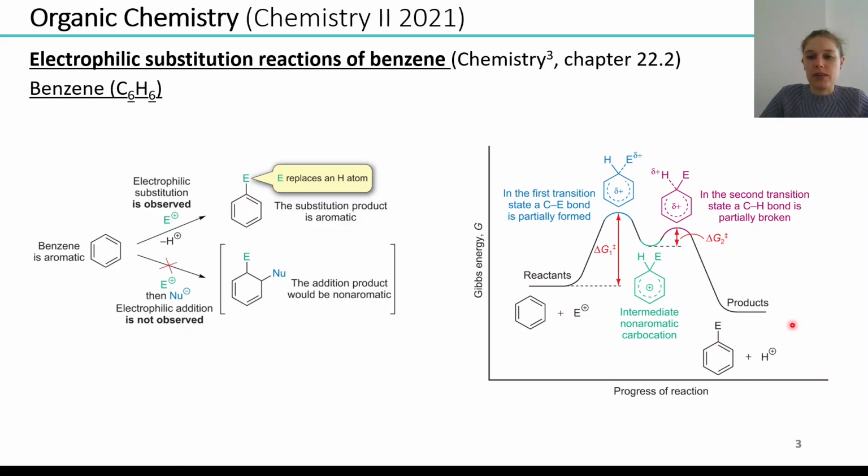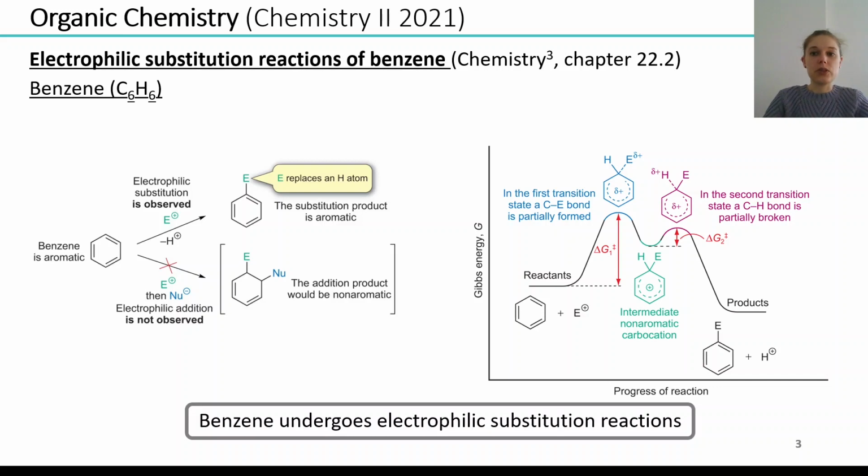Overall, the electrophilic substitution of benzene produces a substituted benzene molecule where one hydrogen atom is replaced with an electrophile. From the energy profile of the reaction, you can see that the first step, the generation of the first transition state where we break the aromaticity, has a high Gibbs energy, but at the end, the overall Gibbs energy shows a negative value. That means the formed products are energetically favored.